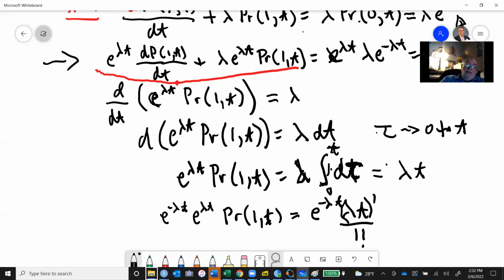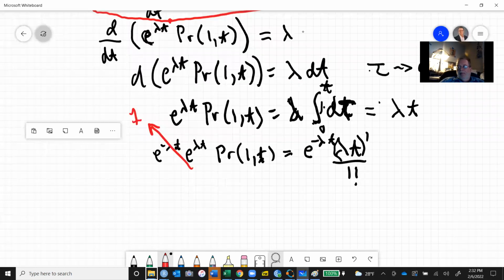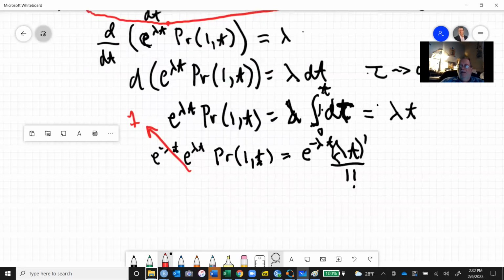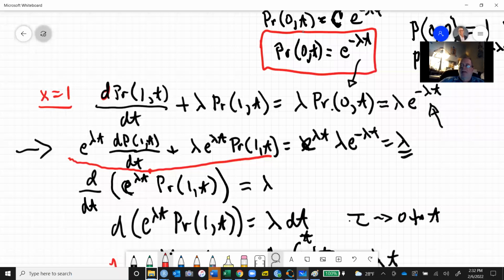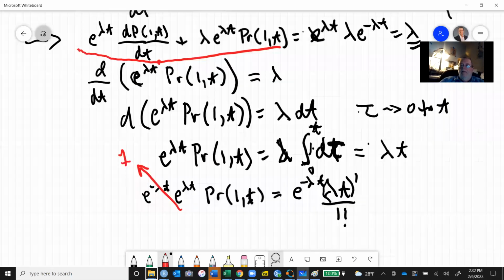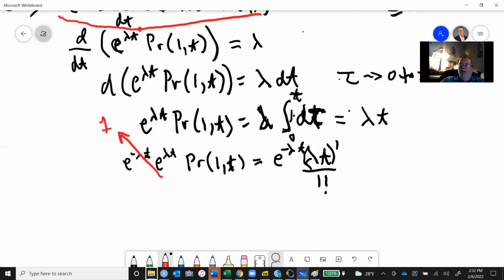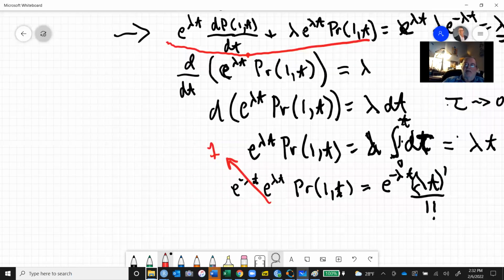Well, anything like that, x over x is always 1, right? Anything times 1 is itself. So we have our second one. We have our first one up here, e to the minus lambda t. Then e to the minus lambda t, lambda t to the first power, divided by 1 factorial. I just like doing that because you're going to see what's going to happen next.